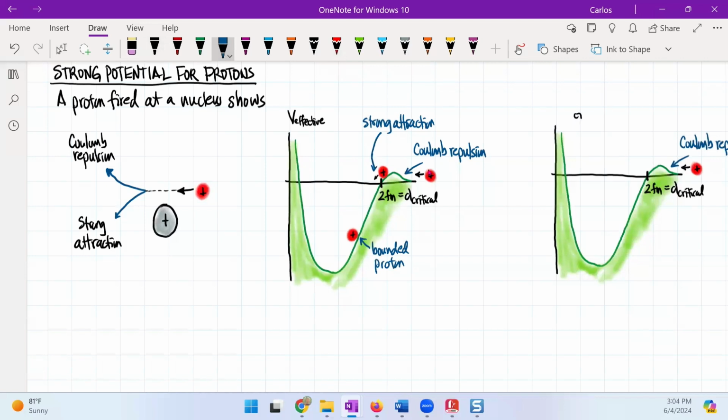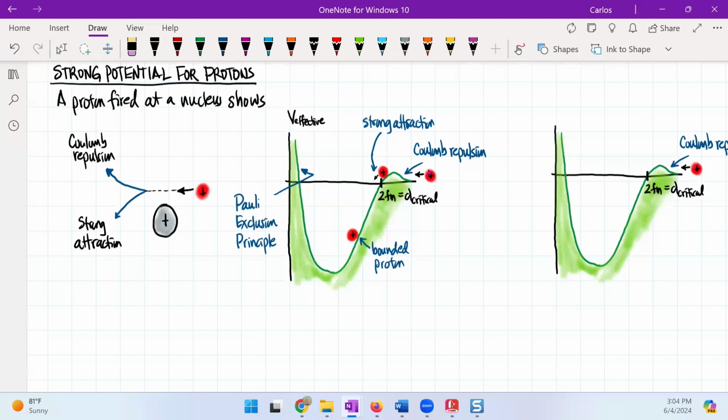But this is a complicated potential. It turns out that protons have this thing called intrinsic spin. And right in here, you see that the potential starts to be very, very steep. This is due to the Pauli exclusion principle. So this potential has a lot of details here.